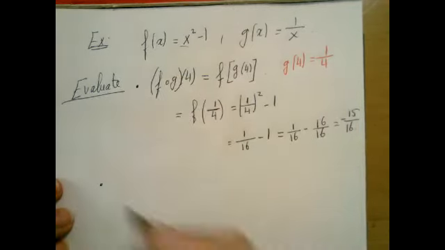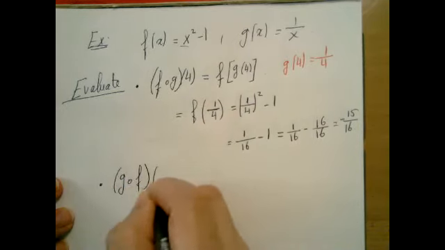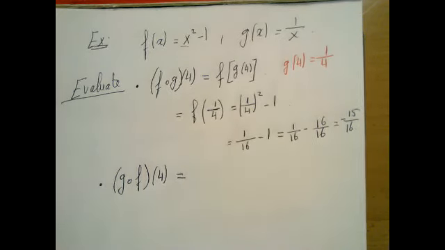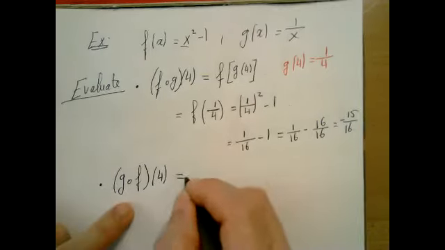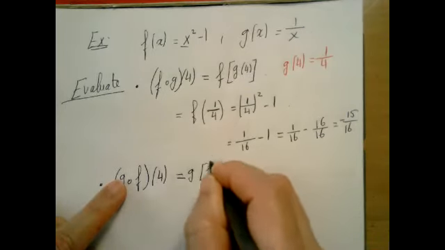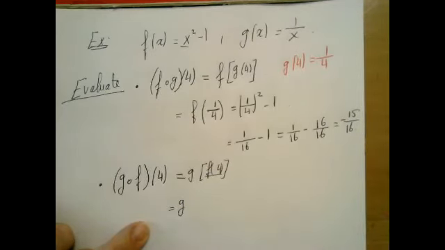Okay, now suppose I ask you to find g composed with f of 4. Is this the same question or different? Different. Different, because what's happening here? I start with 4 and then I evaluate f of 4. And then f of 4 becomes my input, then I find g of it. So this is g of, now what is f of 4?